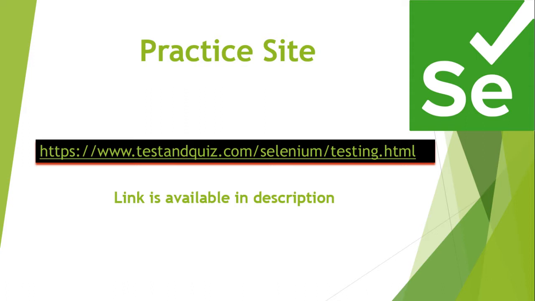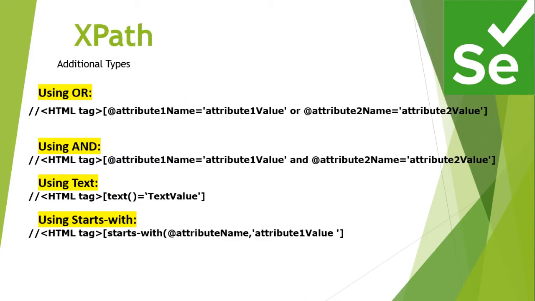Before we start with the CSS selector, I just wanted to introduce you to 4 additional types of XPath. So we'll see the XPath types first and then we'll move on to the CSS selector. The first type is using OR, second is using AND, third is using text, and fourth is using starts with. Here I have mentioned the formulas for each type, and I guess you are now comfortable creating your own XPath by just putting values in the formula. In the using OR type, we use two attribute values, attribute 1 and attribute 2, with an OR condition between them, so that if any one of the values matches, we'll highlight the web element. That is the using OR method.